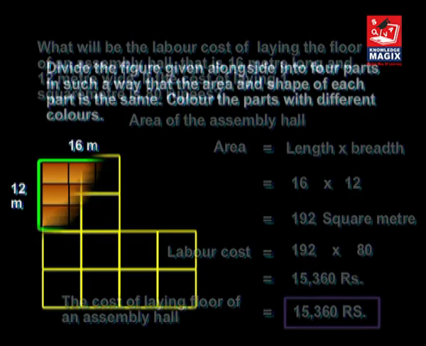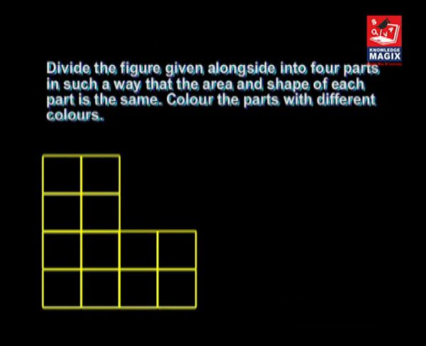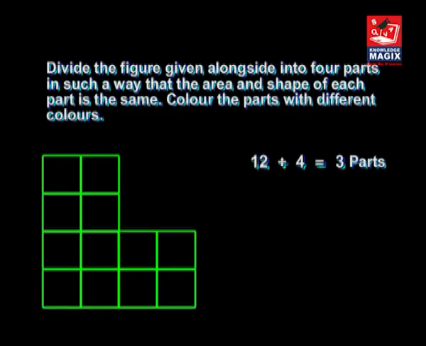Next one. Divide the figure given alongside into 4 parts in such a way that the area and shape of each part is the same. Color the parts with different colors. There are a total of 12 squares. We have to divide the figure into 4 parts, so 12 divided by 4 is equal to 3. That means each figure will contain 3 squares.